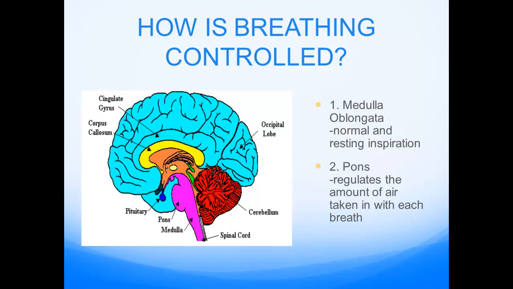How is breathing controlled? Well, the medulla oblongata helps control normal and resting inspiration, and the pons helps to regulate the amount of air taken in with each breath.